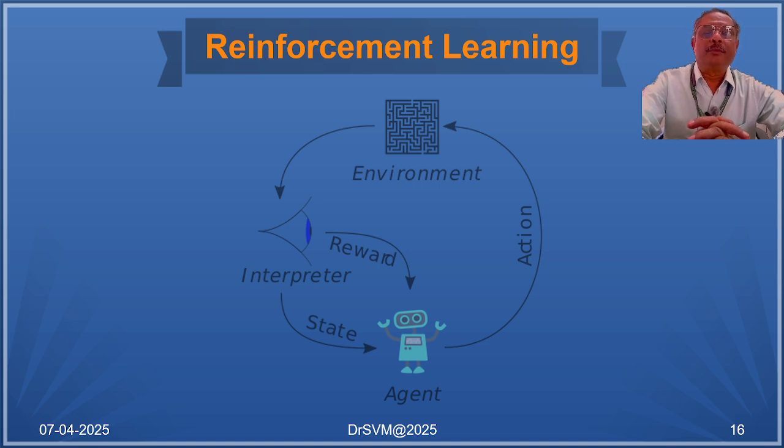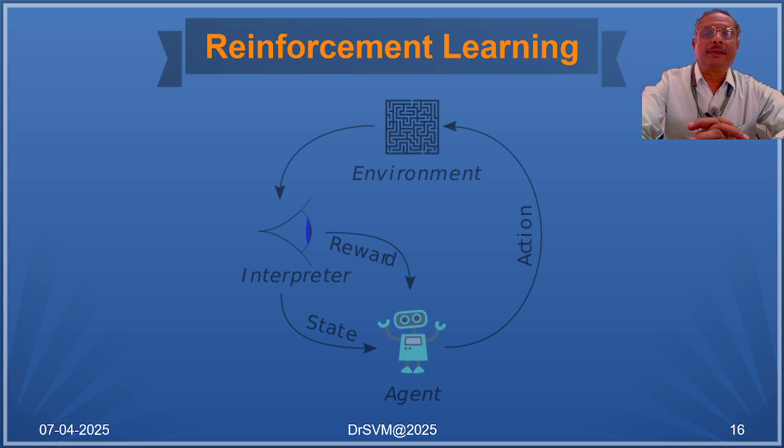If it is moving towards the goal, the interpreter will give a positive reward to the agent, and if the environment is moving away from the goal we have, then the interpreter will give a negative reward or punishment to the agent. So in all, there is a closed loop here.